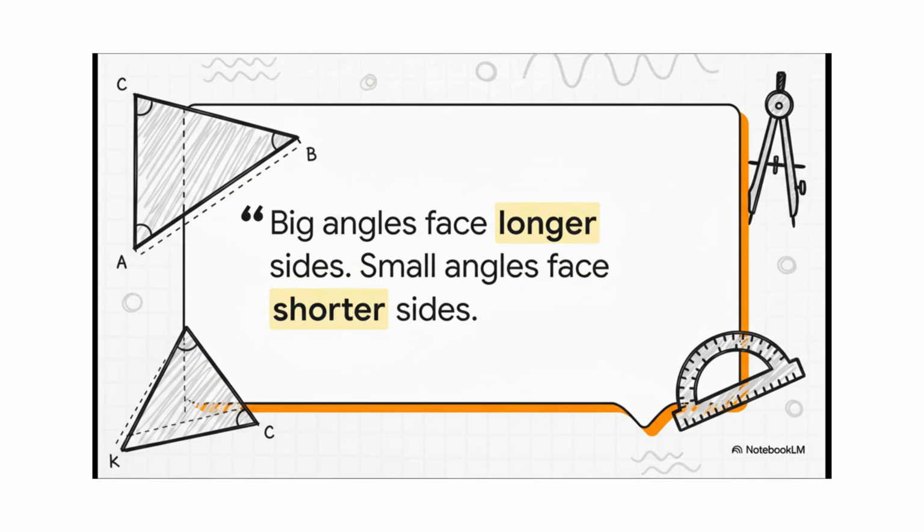The funny thing is, the core idea behind the sine rule is probably something you already know intuitively, like from 5th grade. It just makes sense, right? The biggest angle in a triangle is always staring across at the longest side. And the teeniest, tiniest angle, well, it's facing the shortest side. The sine rule just takes that gut feeling and turns it into a precise mathematical formula.